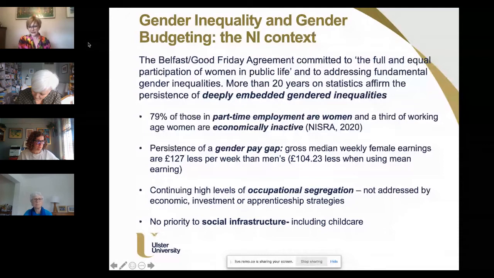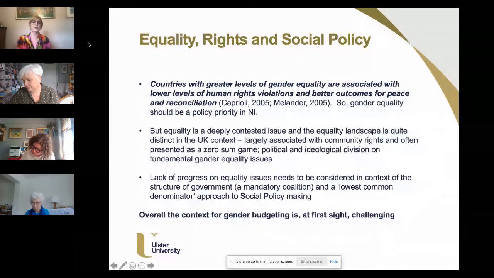There is an additional imperative to addressing gender equality in Northern Ireland, because the international evidence tells us that greater levels of gender equality are likely to make peace more sustainable. But equality is a very deeply contested issue in Northern Ireland, so the equality landscape is quite distinct from other parts of the UK. When people talk about equality in Northern Ireland, it's largely about community rights, the rights of the two main religious communities, very often presented as a zero-sum game. In many respects, to many people, equality is not a good word.